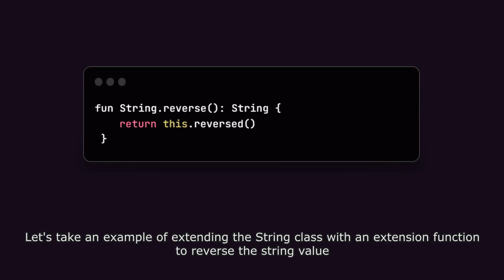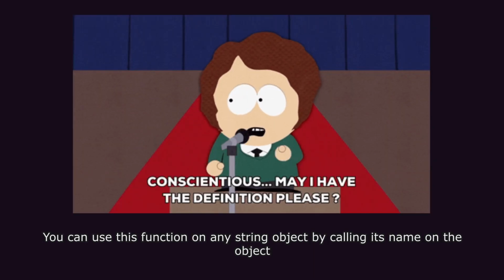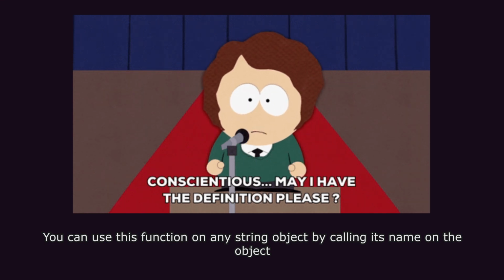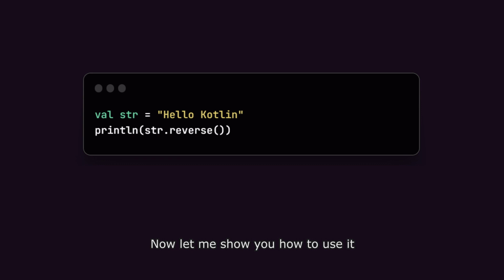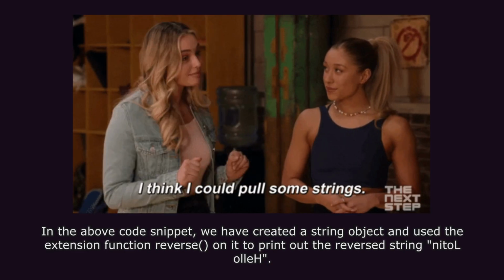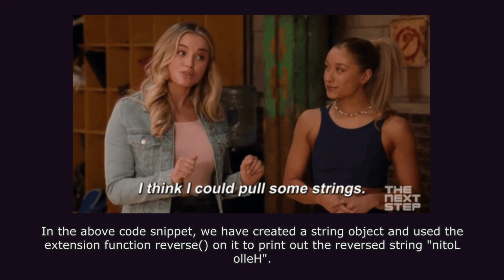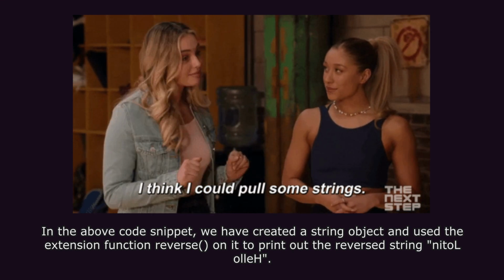Let's take an example of extending the String class with an extension function to reverse the string value. In the above example, you can use this function on any string object by calling its name on the object. Now let me show you how to use it. In the above code snippet, we have created a string object and used the extension function reverse on it to print out the reverse string "nitl".